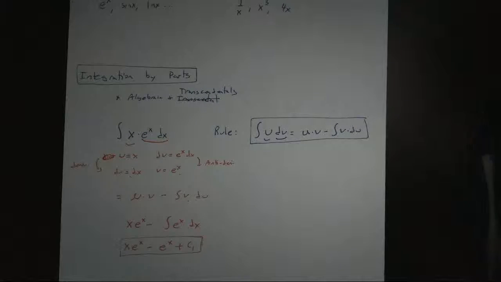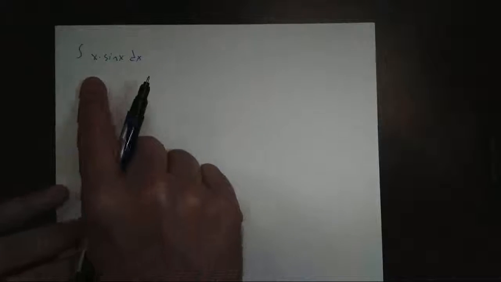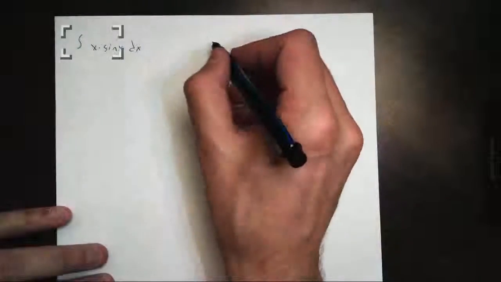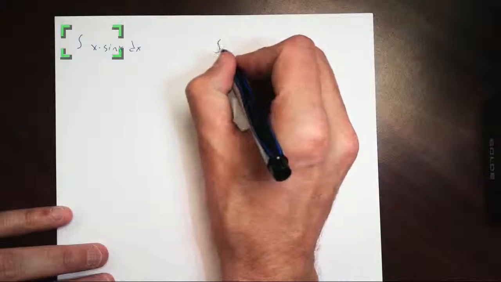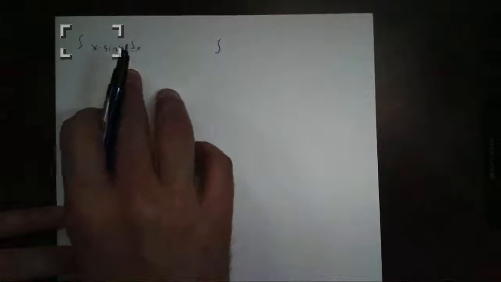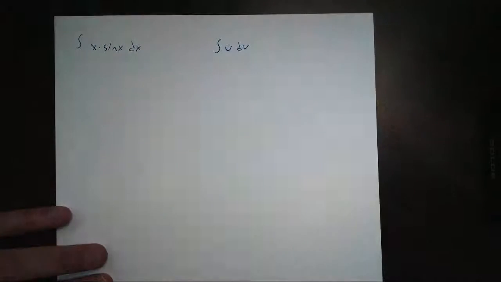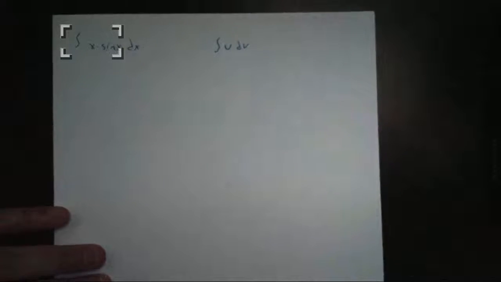So let's take a look at another example here, kind of the same type. What if we do the antiderivative of, let's say we have x times the sine of x dx. Again, I have a transcendental function multiplied by an algebraic function. So my rule says this is going to be an integration by parts. And the rule says this one is going to be u, the other one's going to be dv. I just have to pick which one.